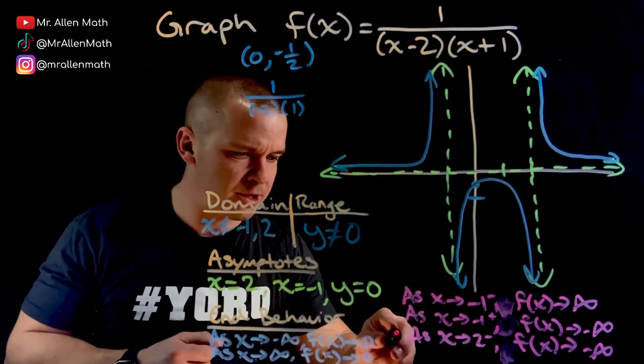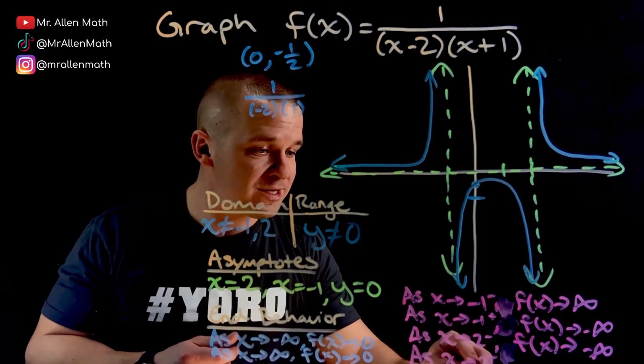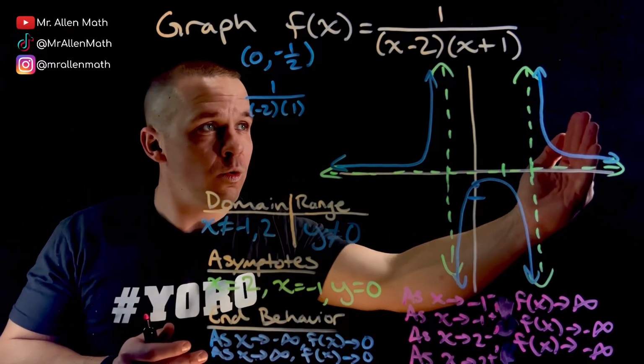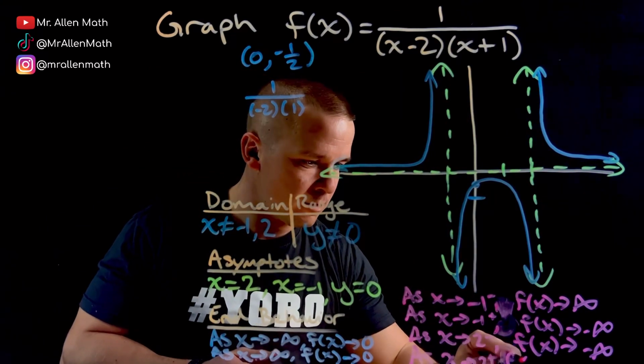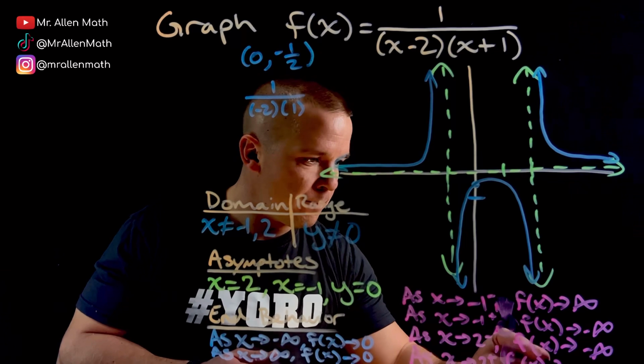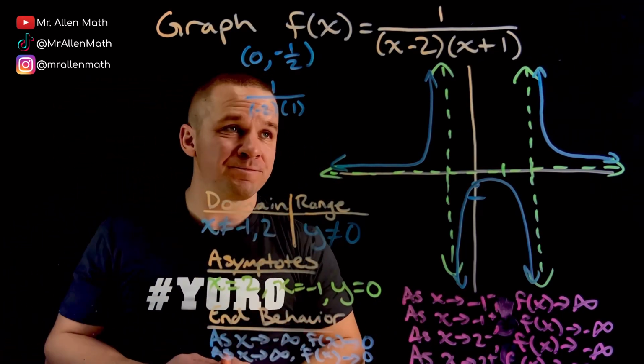As x approaches 2 from the right side now, we're shooting up. So f of x approaches positive infinity. That's dope, man.